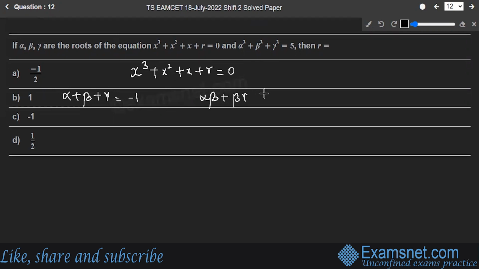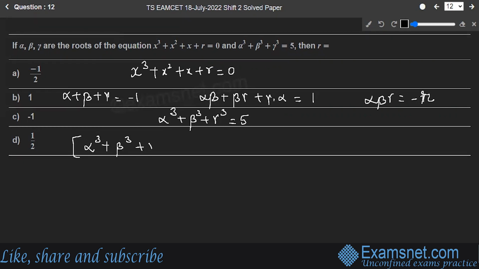Sum of the product of the roots taken two at a time, alpha beta plus beta gamma plus gamma alpha, is equal to c upon a, which is equal to 1. And the product of the 3 roots is given by −d upon a, that is −r. Right? Okay. So next thing, you are given that alpha cube plus beta cube plus gamma cube is equal to 5. These two things are given. So let's do this. You know, alpha cube plus beta cube plus gamma cube, I'll subtract and add 3 alpha beta gamma.